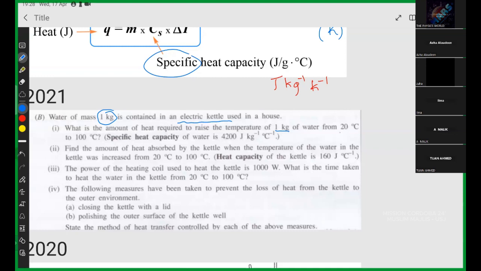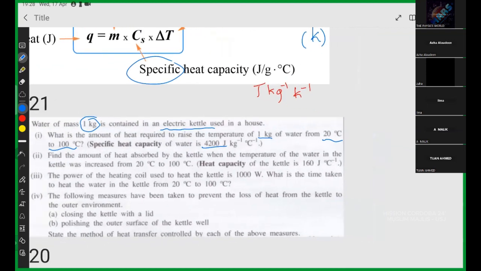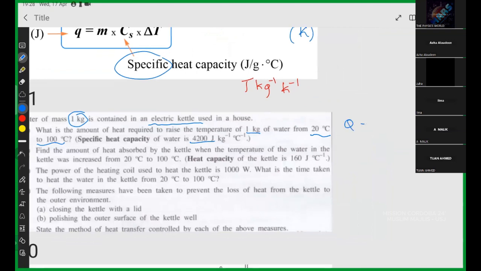From 20 degrees Celsius to 100 degrees Celsius, specific heat capacity is given. So we are going to use the same equation, Q equals mc delta T. So what is the mass? 1 kilogram. Together with me, I'll also continue to do it. 1 kilogram mass. C, what is C here? C is the specific heat capacity.